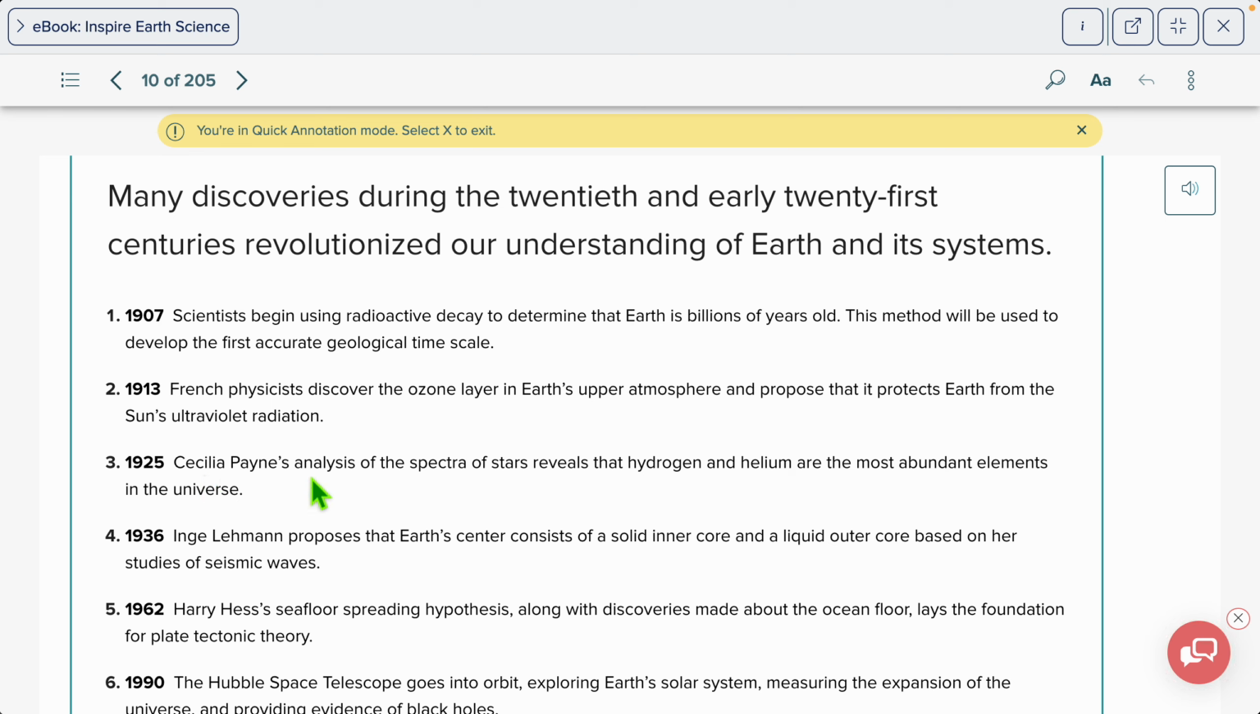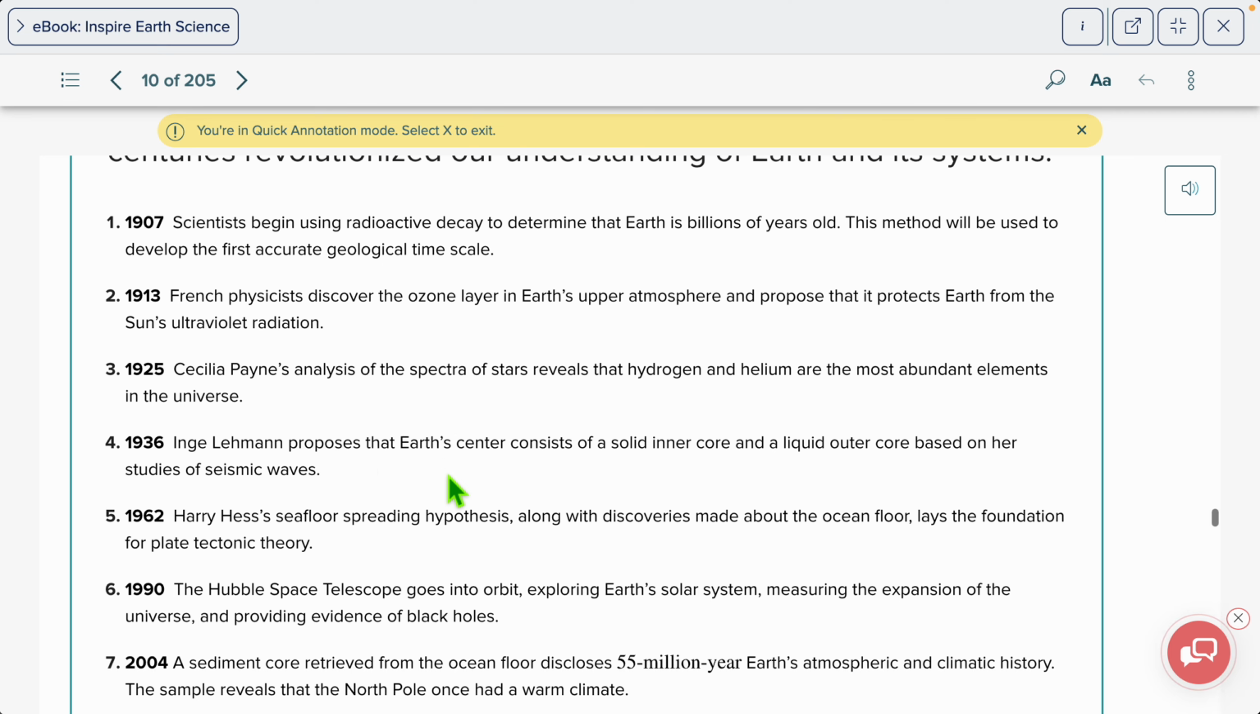1925, Cecilia Payne's analysis of the spectra of stars reveals that hydrogen and helium are the most abundant elements in the universe because they are the most abundant elements in stars, and there are a lot of stars. 1936, Inga Lehmann proposes that Earth's center consists of a solid inner core and a liquid outer core based on her studies of seismic waves. That's how we kind of have an idea of what the structure of the Earth looks like.